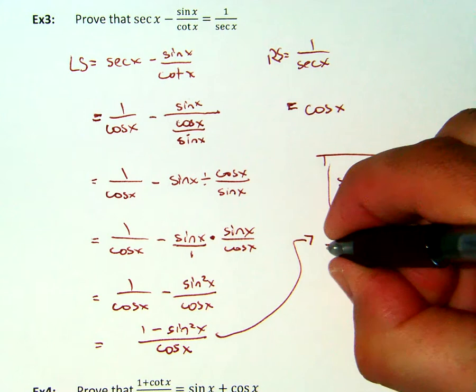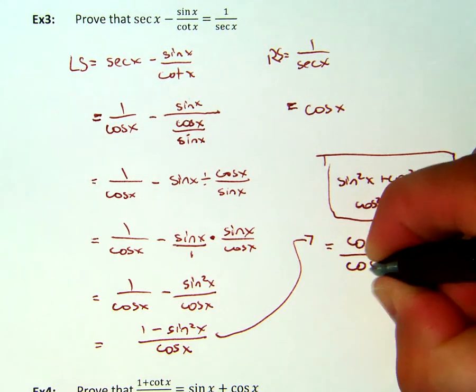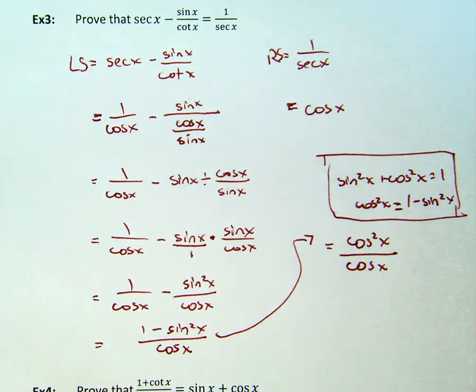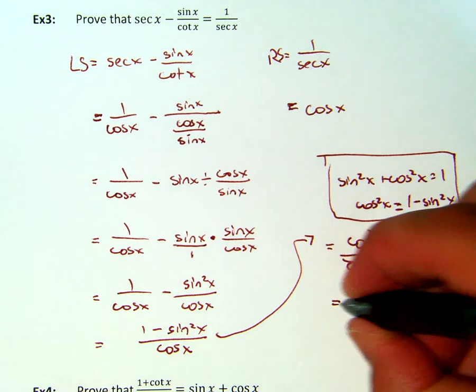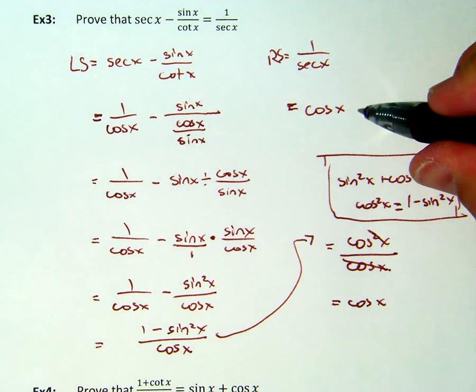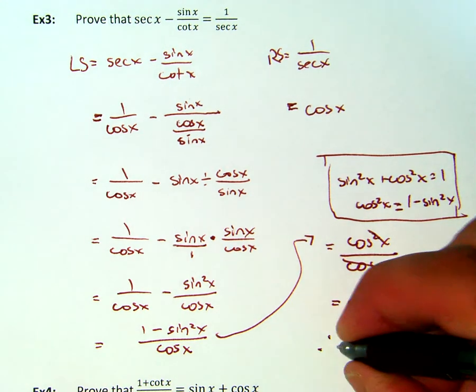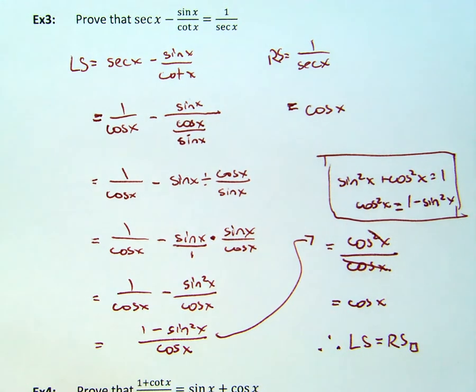So the left side will be equal to now cos squared x over cos x, and cos squared x over cos x, one copy of cos x will divide, so I'll be left with just cos x, which is the right side of my equation. So now I have left side equals right side, and my proof is finished. I hope that helps.